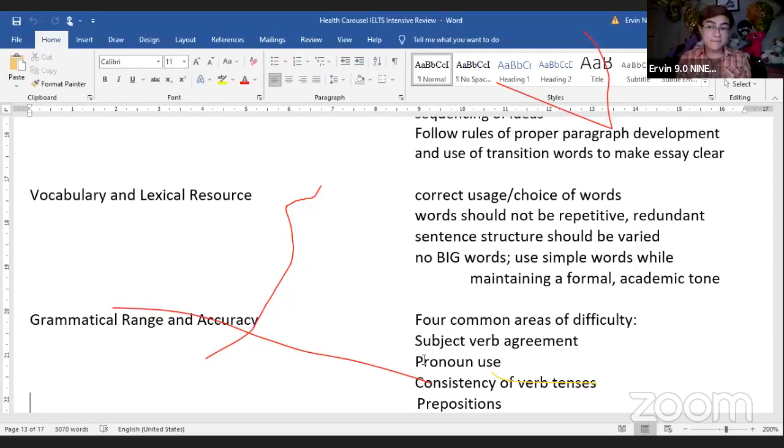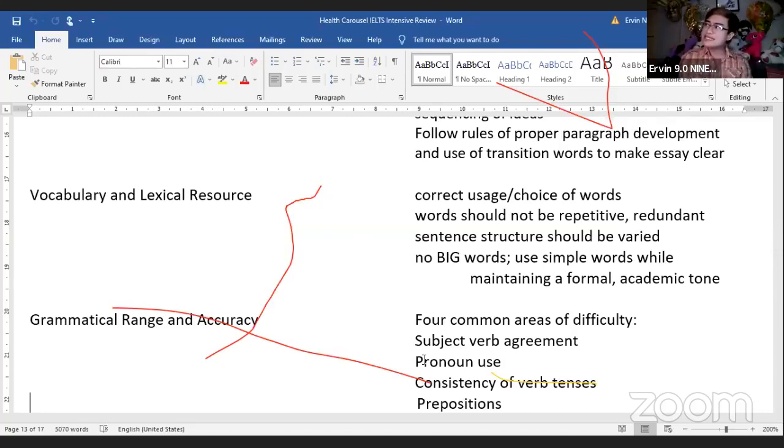Class, remember, range. You need to display just a little complexity in your sentence structure while you prove to your examiner that even if my sentence is longer than the basic sentence, my grammar remains accurate from beginning to end. So now, what is the national average for grammatical range and accuracy? It's 6.2. You might be wondering, sir, let's do the mathematics.